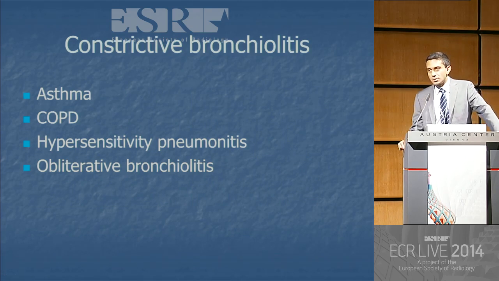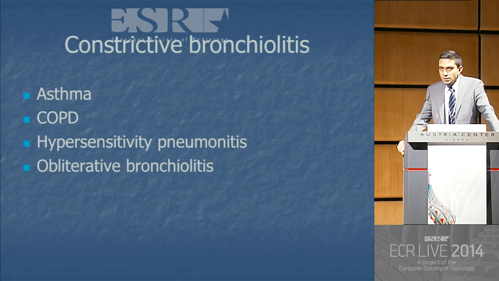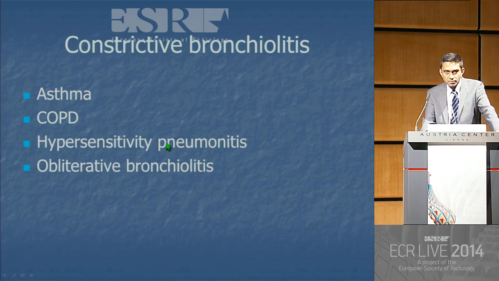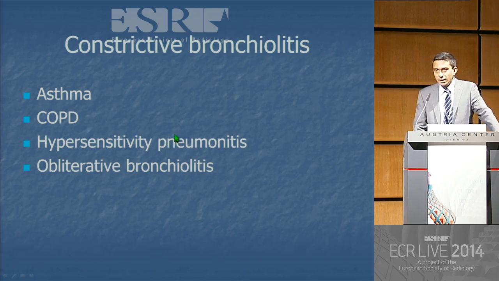So, which conditions should we be thinking about when we see air trapping? Well, I'm not going to talk about asthma or COPD, even though air trapping is pivotal to these conditions, and you've already heard about the importance of air trapping in COPD and how you can identify it using quantitative methods. Instead, I'm going to talk about visual identification, and I'm going to concentrate on hypersensitivity pneumonitis and bronchiolitis obliterans, or obliterative bronchiolitis, because it's in these conditions where the recognition of air trapping can be crucial to making the diagnosis, and indeed for the radiologist being the first to make the diagnosis.